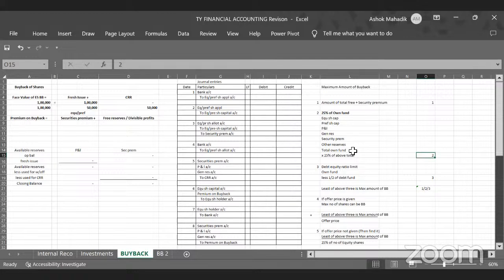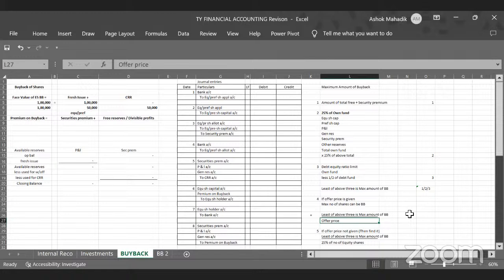Now in a question, sometimes they will give you an offer price and sometimes they may not. Offer price means the price at which the company is going to buy back its shares. In case the offer price is given, very simple, you can find out the maximum number of shares which can be bought back. First take the least amount of 1 to 3, divided by offer price. You will get the number of shares to be bought back.